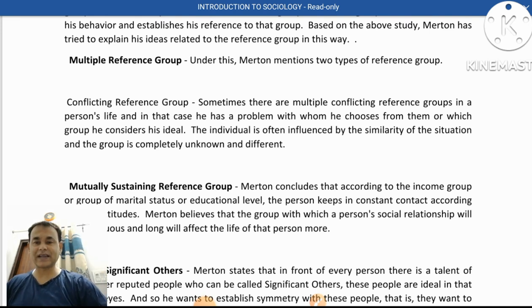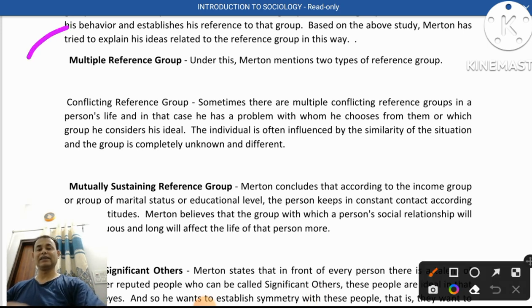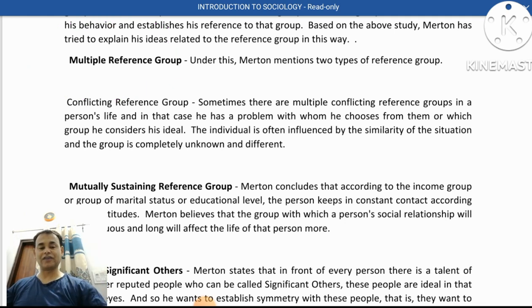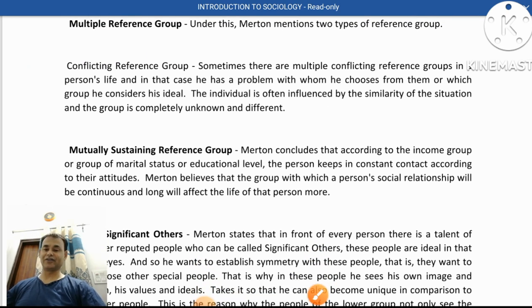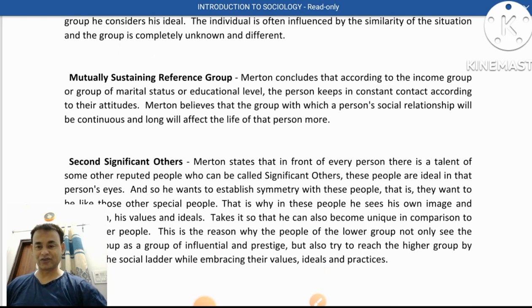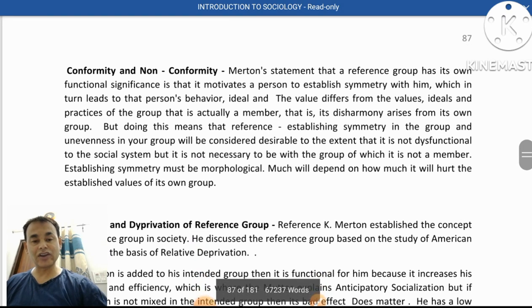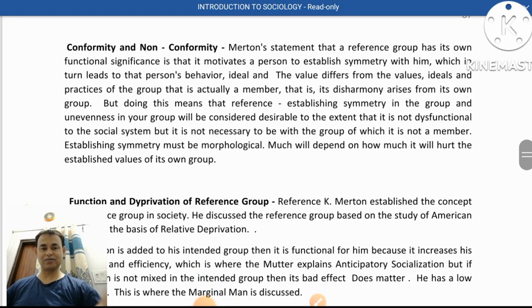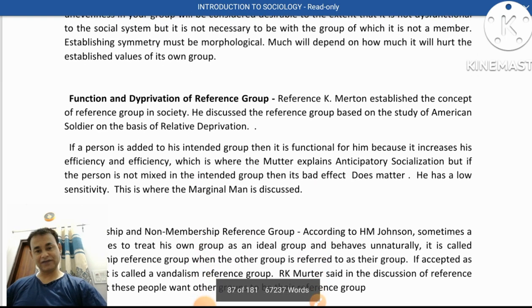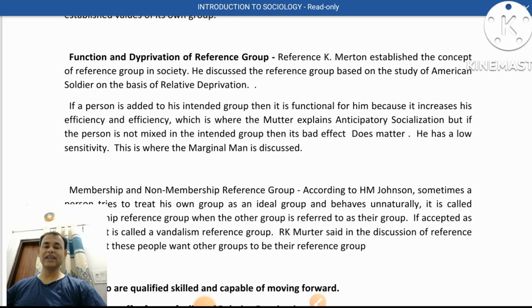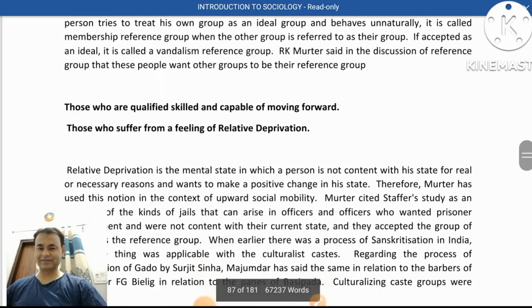Merton tried to explain his ideas related to reference groups in this way. Multiple reference groups: there are multiple reference groups of a person. Conflicting reference groups. Mutually sustaining reference groups. Significant others. Conformity and non-conformity. You must understand this by reading. And function and dysfunction of reference groups. There are some reference groups that are functional and there are some groups that are dysfunctional.